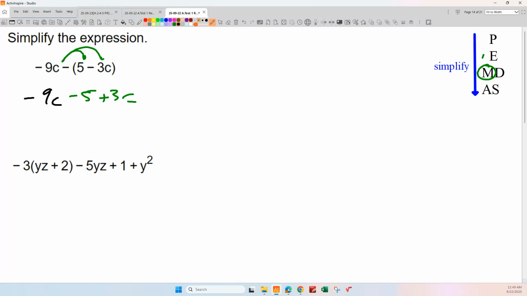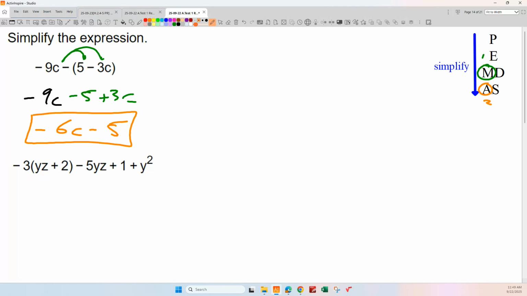What's my last step? Combine like terms. Good. So there's step 2. So what's negative 9c plus 3c? Negative 6c minus 5, and then I'm done, right? Question? Yeah, you bet. Take a pass.